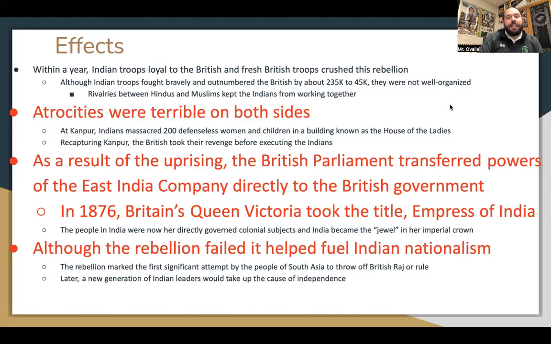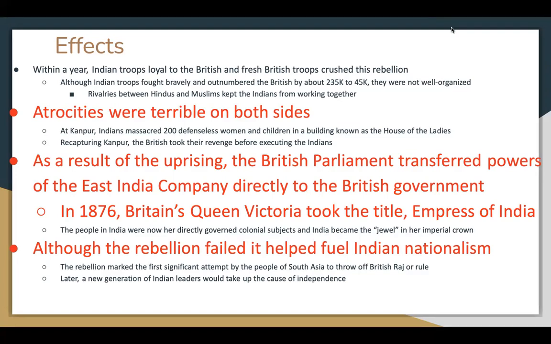Effects. So within a year, Indian troops loyal to the British and fresh British troops crushed this rebellion in the end. Although Indian troops fought bravely and outnumbered the British from about 235,000 to 45,000, that's a biggie. They were not well organized. Rivalries between Hindus and Muslims kept the Indians from working together. Atrocities were terrible on both sides.